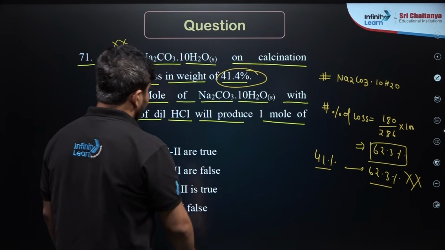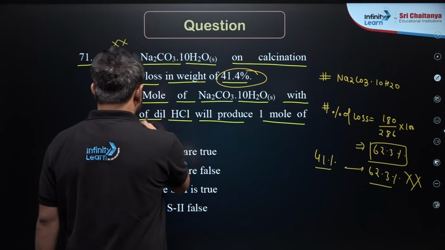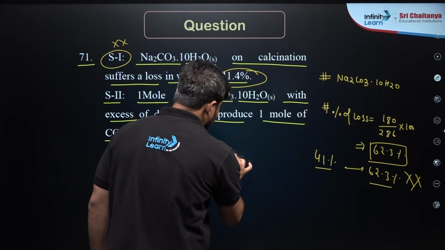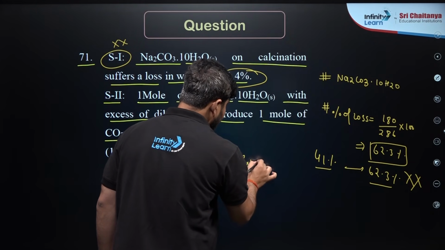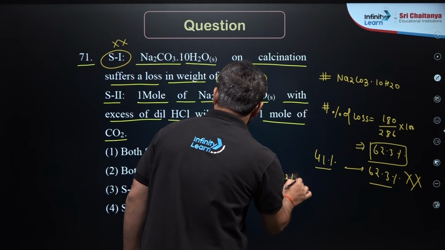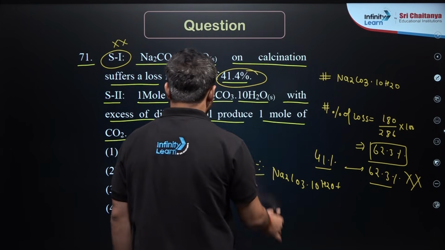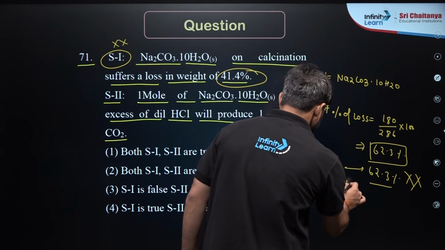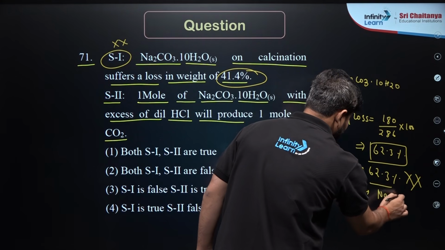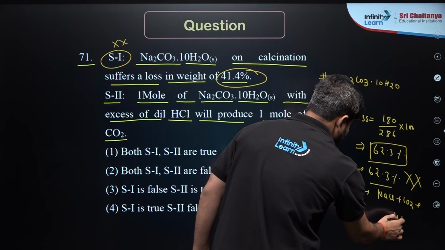And Na2CO3.10H2O with excess of dilute HCl produces 1 mole of CO2. So now I am going to write the reaction. See one time how we can write it. Na2CO3.10H2O, when it reacts with HCl, is going to convert into NaCl plus CO2 plus 11 mole of H2O.